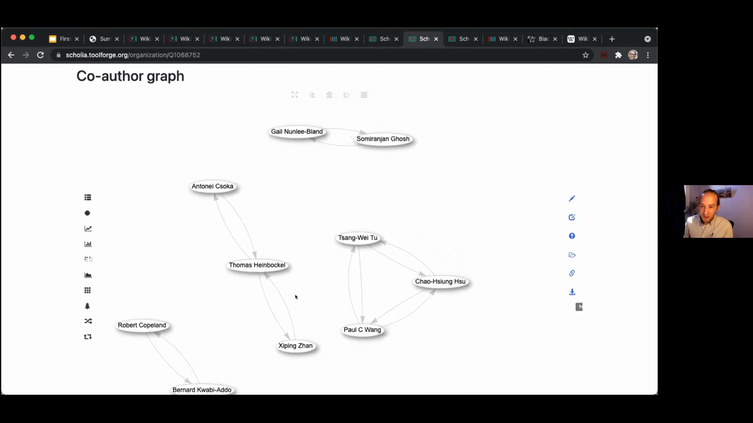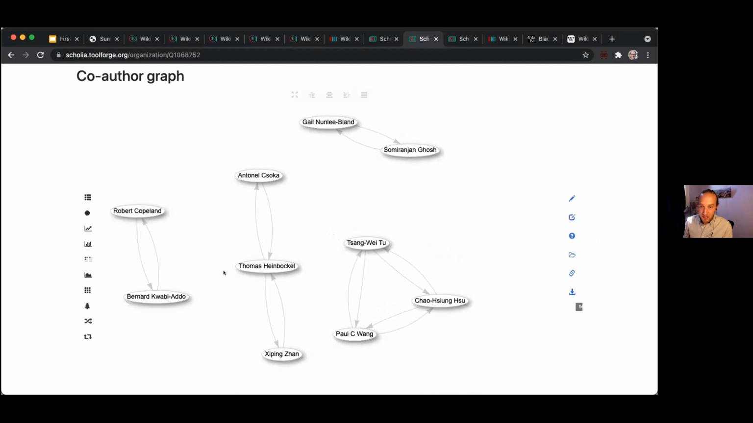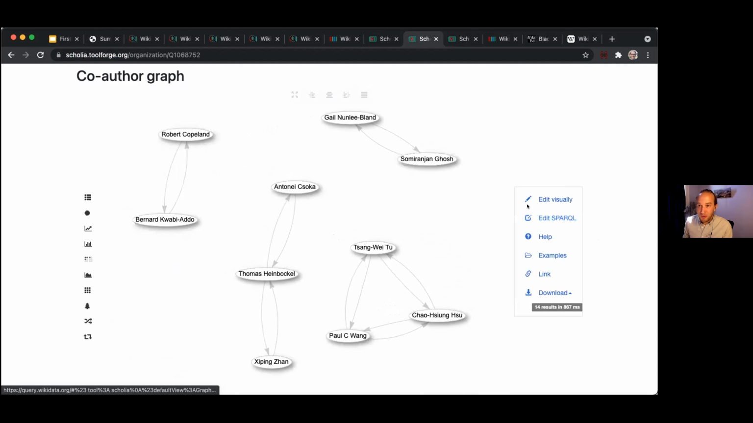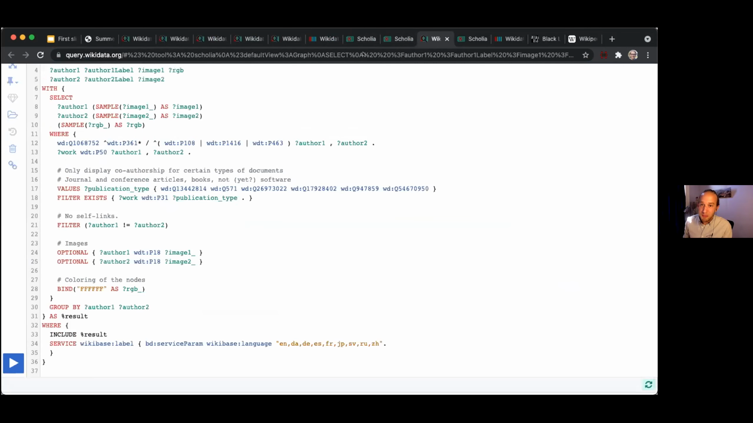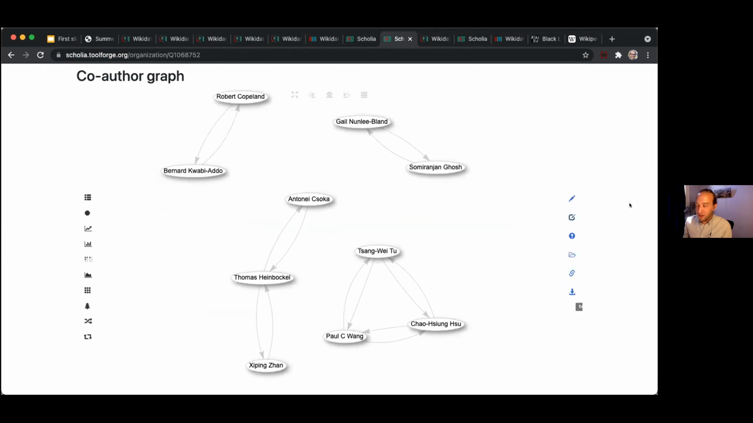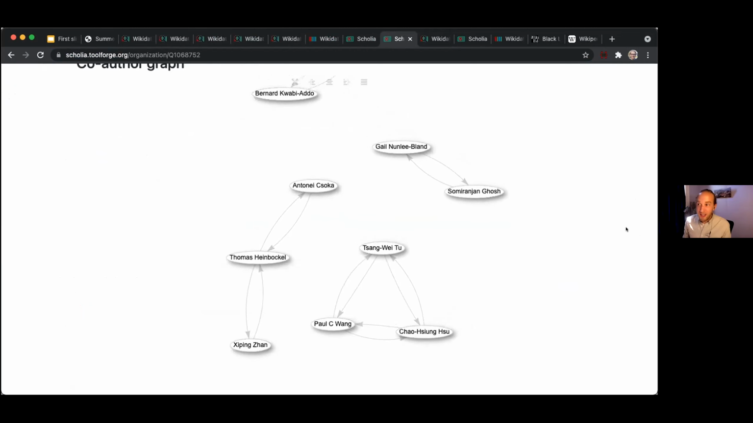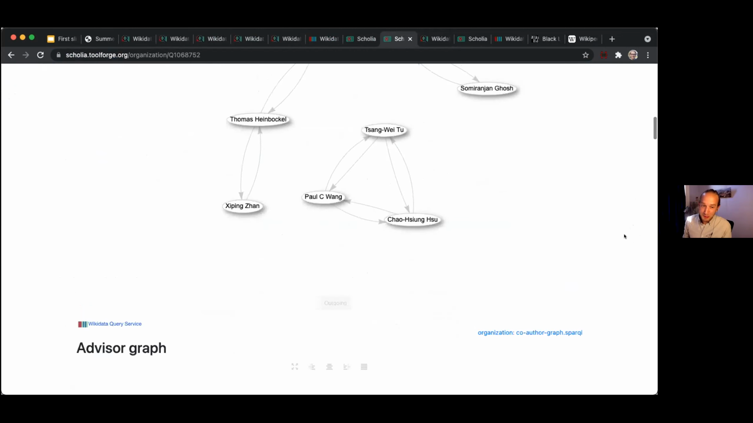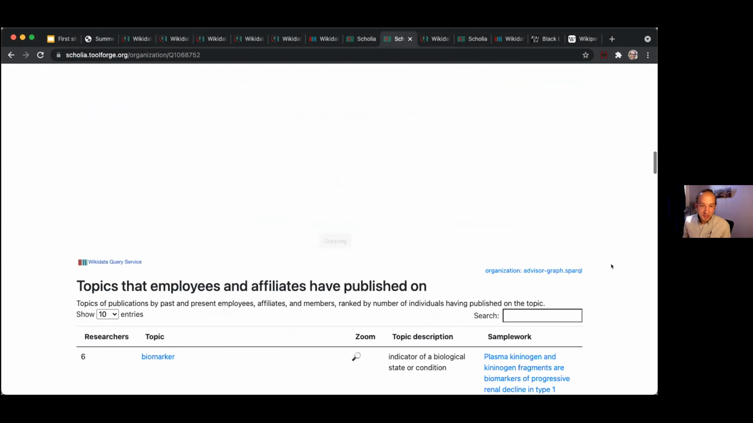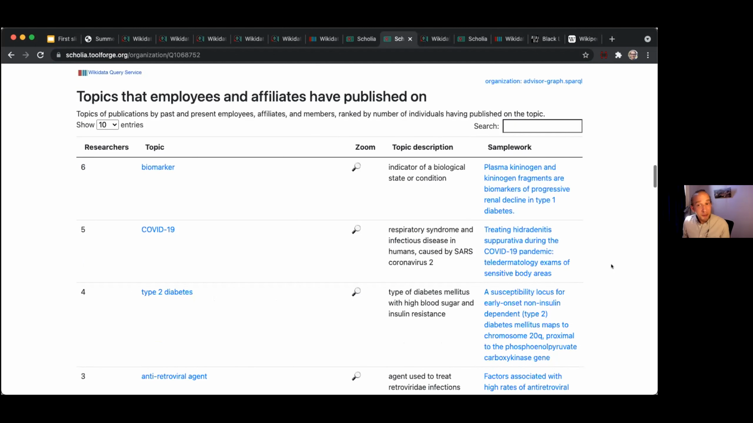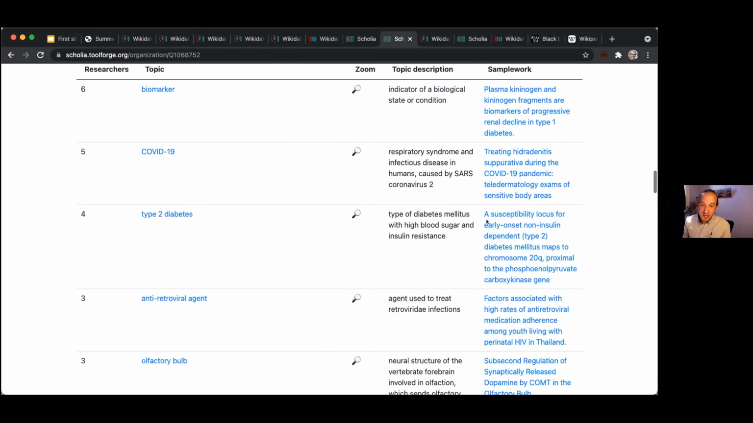You can see these individuals have worked together on a certain topic. And again, if we hover over this particular graph, we can go back into Wikidata and see the code and run it and download it. So you can also manipulate this particular graph to show other institutions, universities, connections between people. Very easy to reuse all of this data is the point I'm trying to make. The advisor graph is empty right now because that information isn't there, but if we continue to scroll, you can see the topics that researchers have worked on at Howard. So a lot with biomarkers, COVID-19.